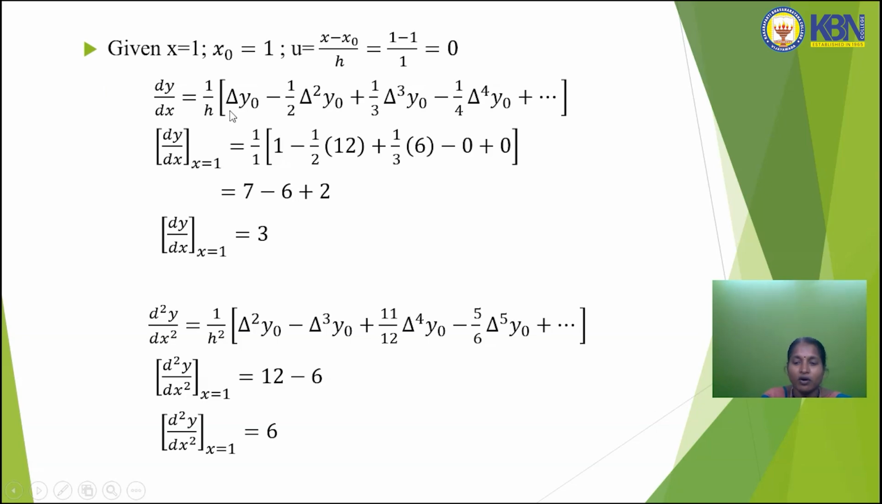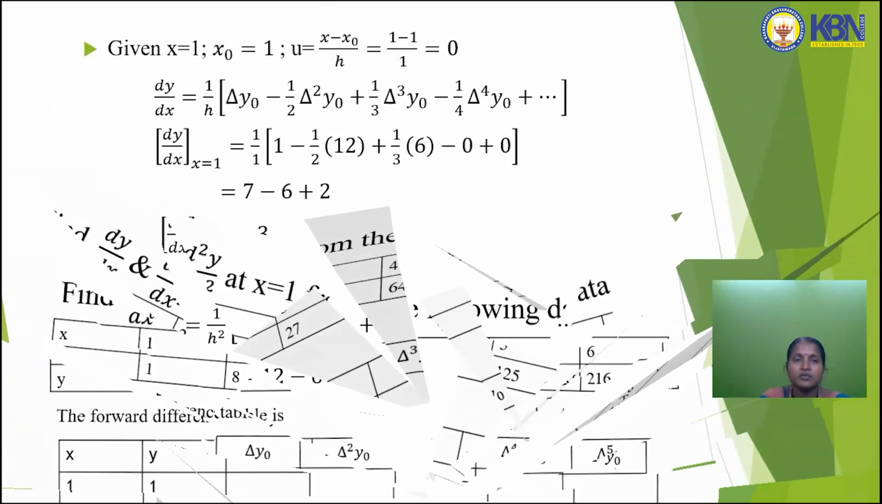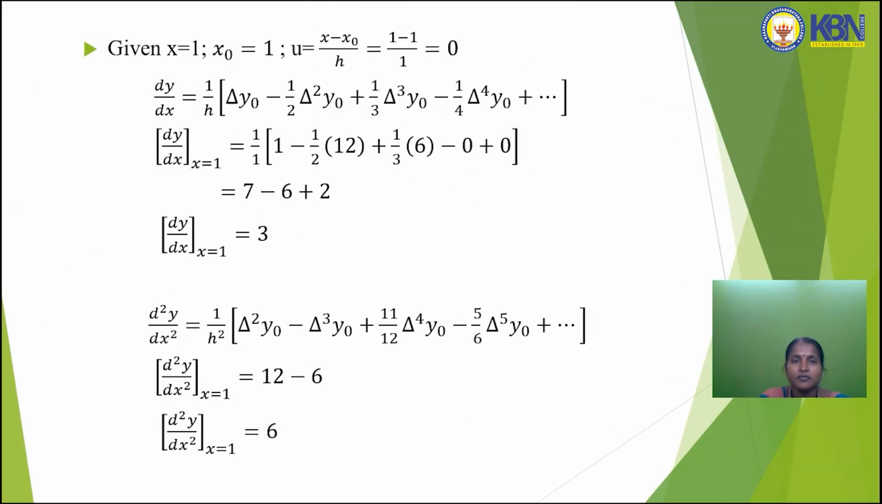Now we can substitute all values. Delta y naught is 7, delta square is 12, delta cube is 0. Okay, now we can substitute all values: 1 minus 1 by 2 into 12 plus 1 by 3 into 6 and so on. Now you are getting 7 minus 6 plus 2, 7 plus 2 is 9, 9 minus 6 is 3.